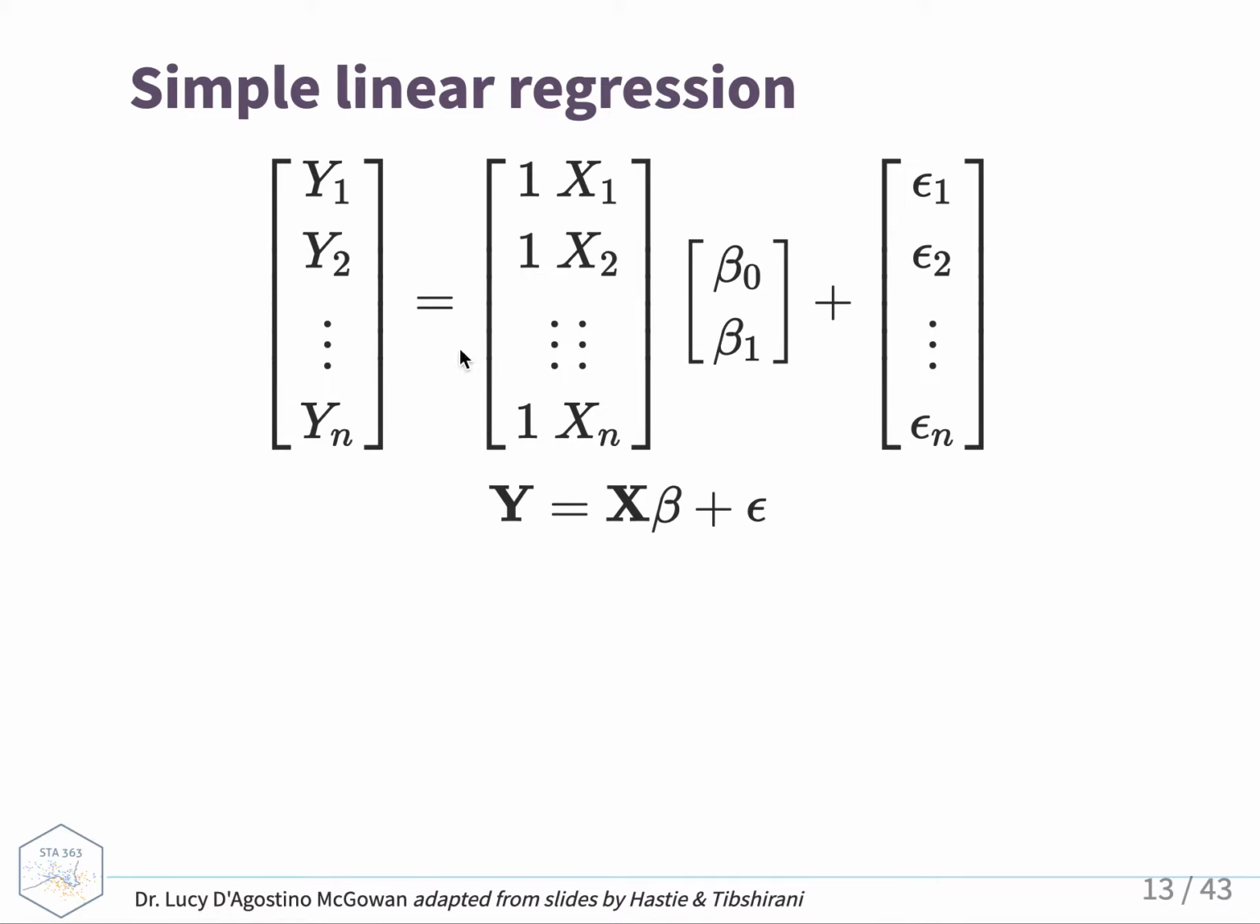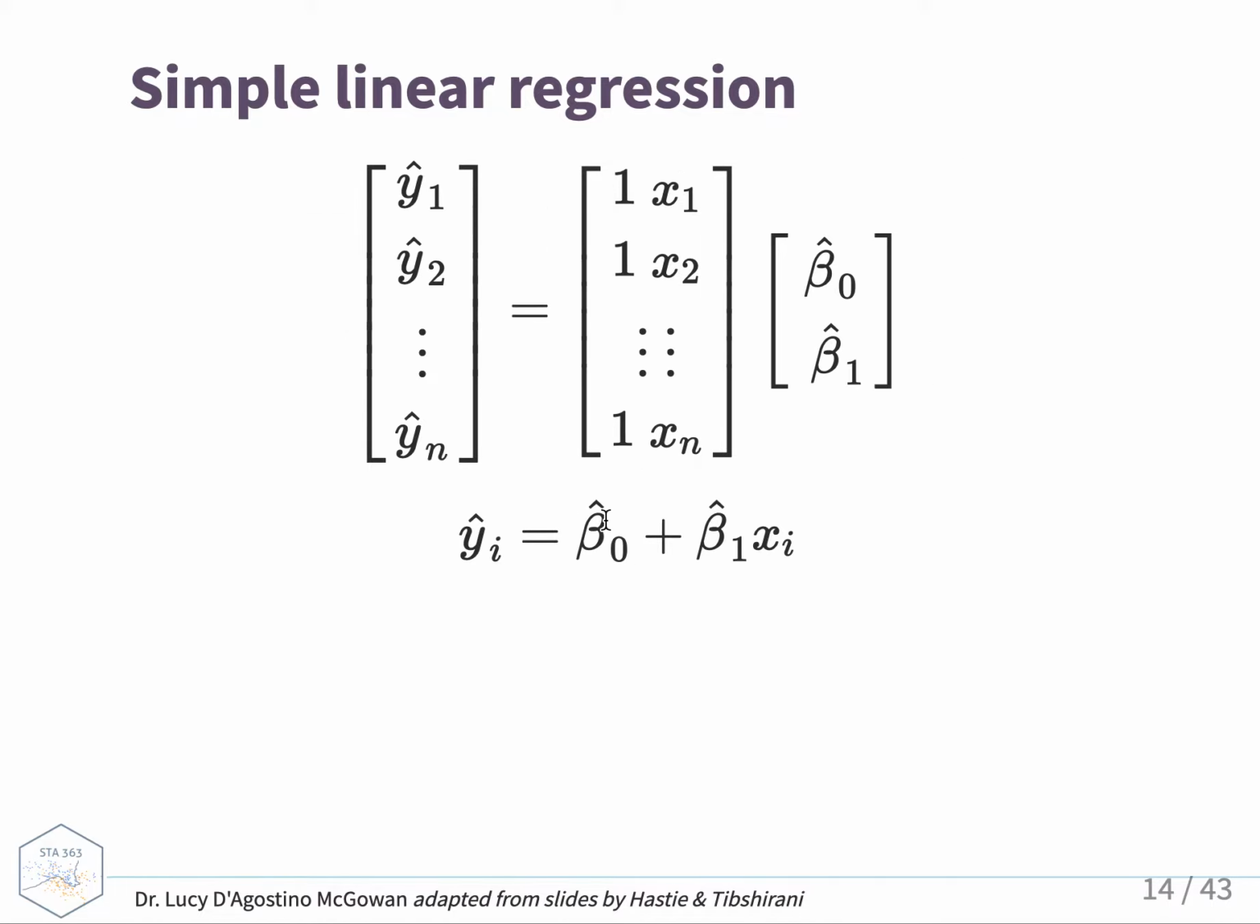So we can write this formally as y equals X beta plus epsilon. This is basically shorthand for this matrix equation here, where X is a design matrix that starts with a column of 1s, and the subsequent columns correspond to the predictor values. And in simple linear regression, it's just going to be one column of predictor values because we just have one predictor in simple linear regression.